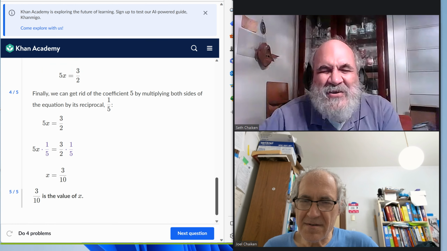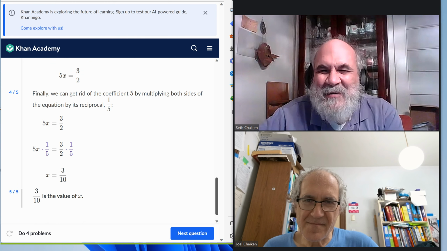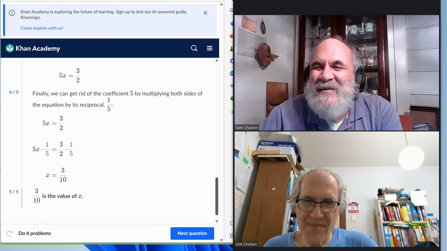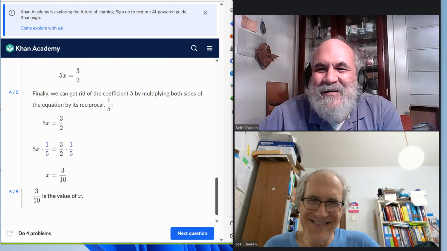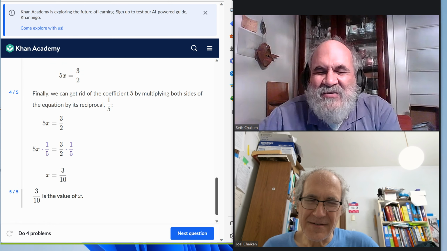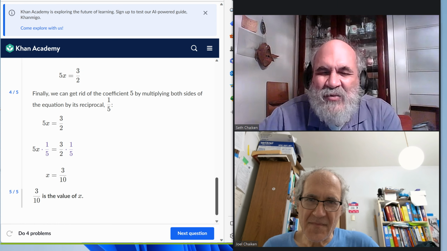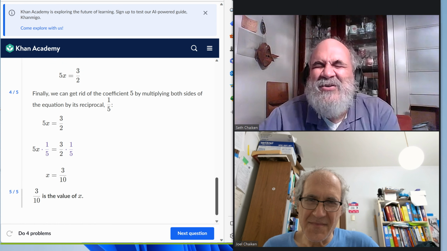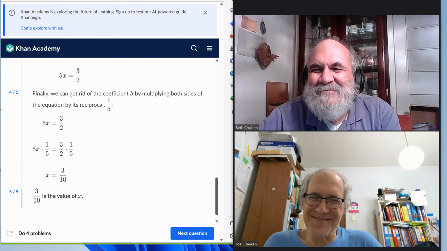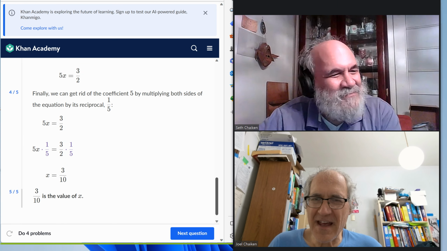Well, you could get rid of coefficient 5 by multiplying one side by its reciprocal. You'll get rid of it, but you'll change the interpretation of the equation. You'll produce an equation that's not equivalent to the original, but you'll still get rid of it. Yeah, the descriptions, the wording is not that precise.